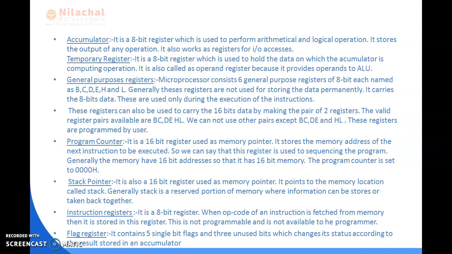Then next we come to the program counter. It is a 16-bit register used as a memory pointer. It stores the memory address of the next instruction to be executed. So we can say that this register is used for sequencing the program. Generally, the memory has 16-bit addresses, so it has 16-bit memory. The program counter is set to 00H.